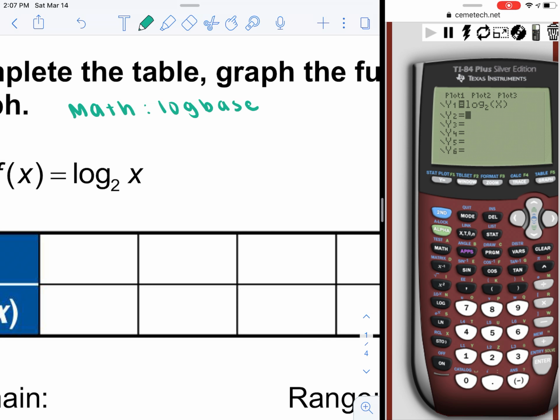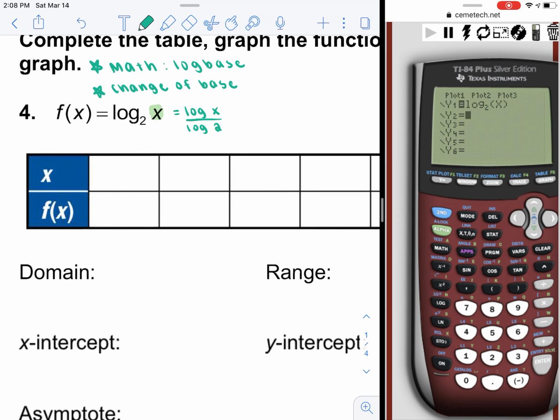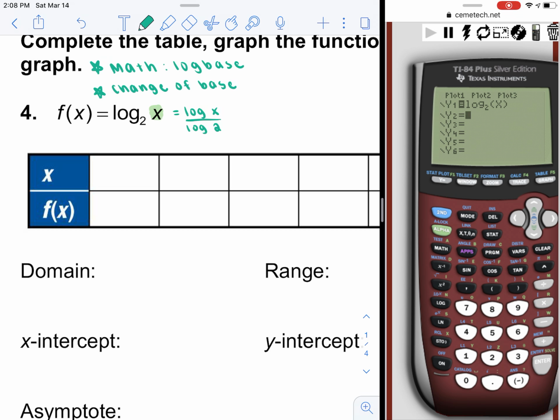Now, if you don't have this button, your second option is to do what we call the change of base formula, which actually everyone's going to learn and need to know for the quiz. This involves taking the log, and log base 2 of x is actually equivalent to the log of the argument, remember we call this the argument, over the log of the base. We'll discuss this more, but for now, you can use that. So in your calculator, you would just type in log x divided by log 2, and you would get the same graph as everybody else.